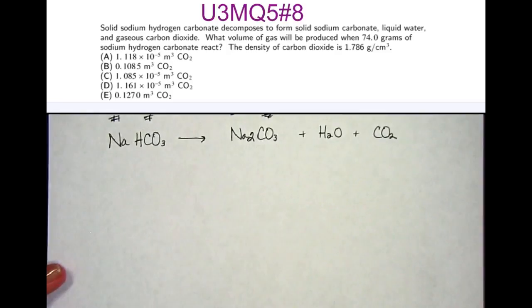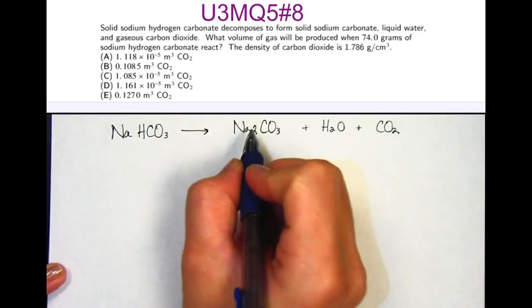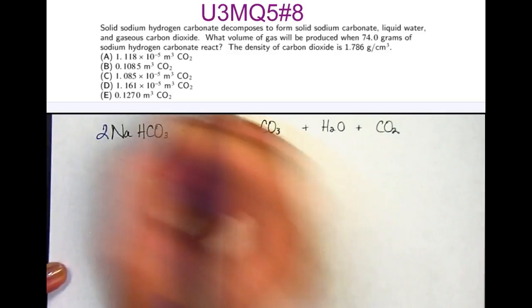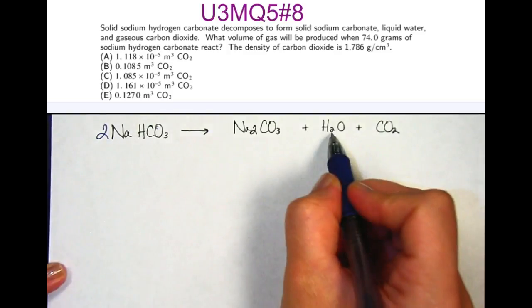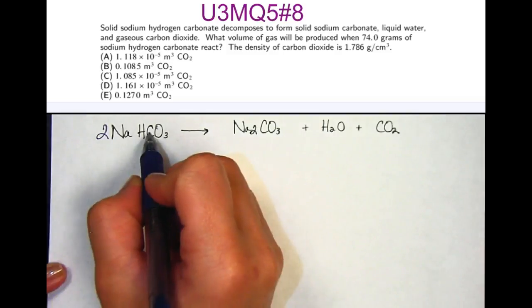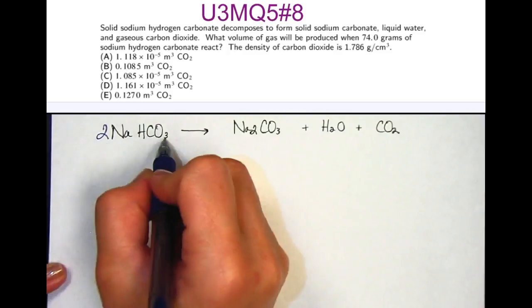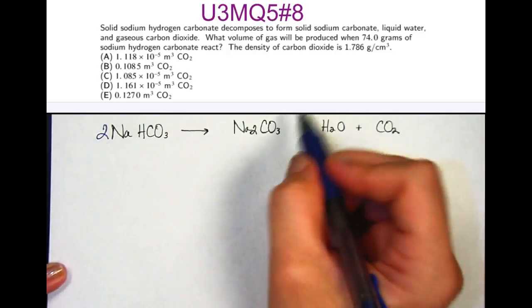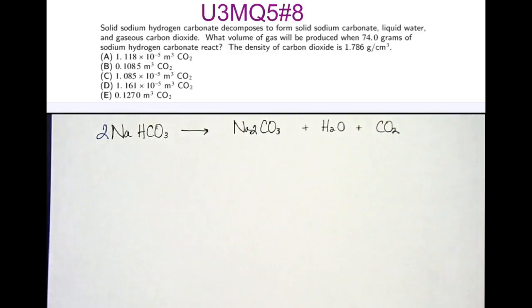So now that we have written the equation, we need to make sure that it's balanced. There is 1 sodium on the left, but 2 on the right. So I'll need a 2 here. This gives me now 2 hydrogens on the left, 2 hydrogens on the right, 2 carbons on the left, 2 carbons on the right, and 2 times 3 is 6 oxygens on the left, 3, 4, 5, 6 oxygens on the right.